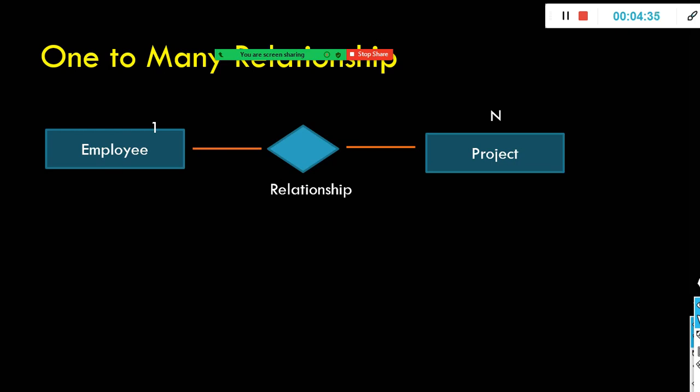Another example is a car manufacturer can produce more than one car model. A customer can order more than one item. So here you have a customer who can order more than one item. These are the examples of one-to-many relationships. A single customer can order more than one item.